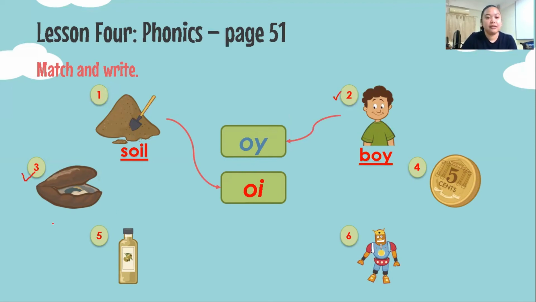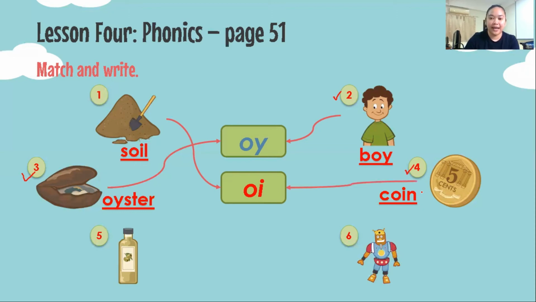Number 3, what's this? It's an? Yes, it's an oyster. So write oyster. Oyster has what spelling? O-Y or O-I? O-Y. Very good. So write, draw a line and connect to O-Y. Let's move to number 4. Number 4, this is a, yes, a coin. So write on your book, coin. And the coin has what spelling? O-Y or O-I? Yes, it's O-I.